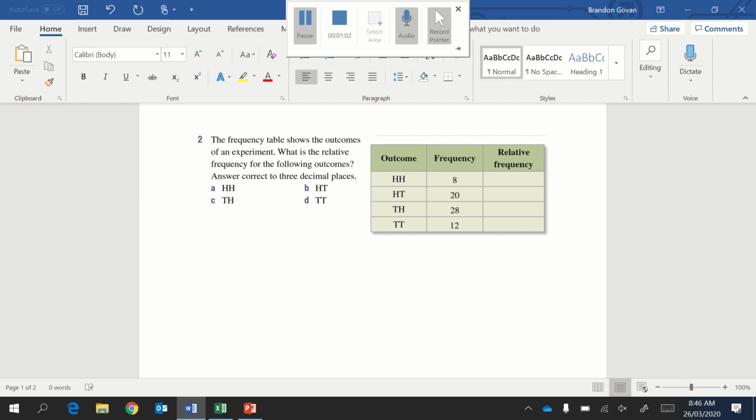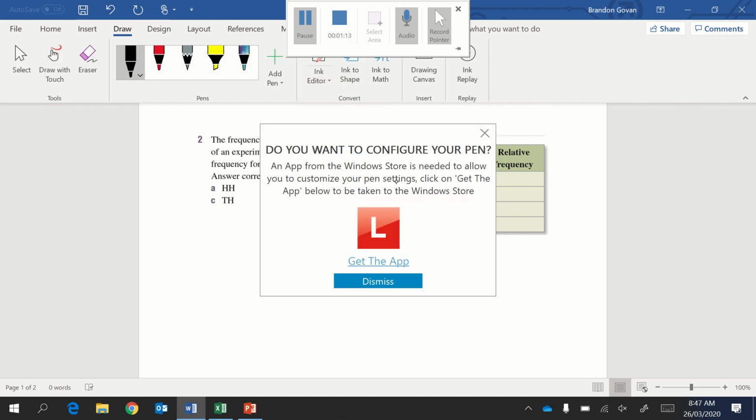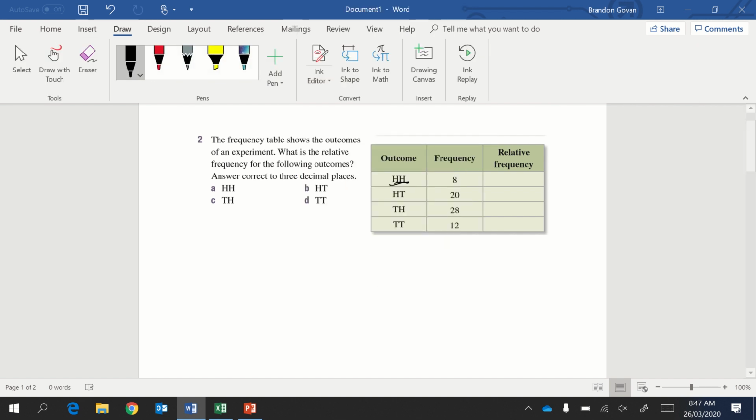All right, so A, we're asked, what is the relative frequency for the outcome HH? So if we have a look at our table, we can see the outcome HH is at the top here. The outcome HH is right here. And then our frequency for HH is going to be 8.